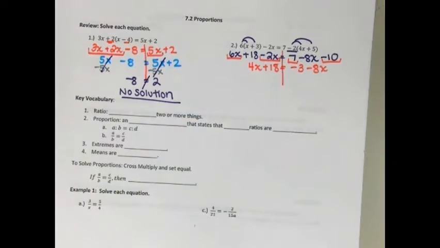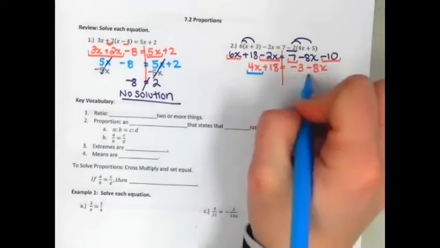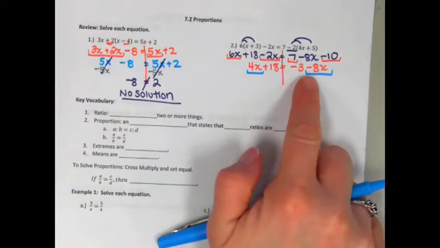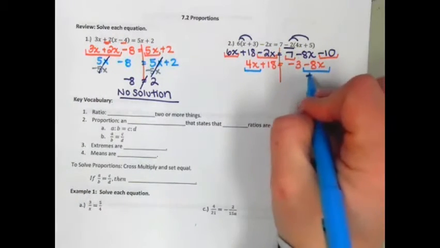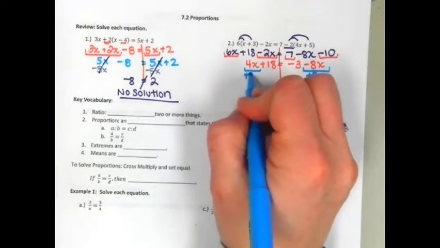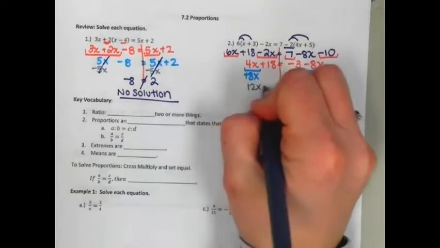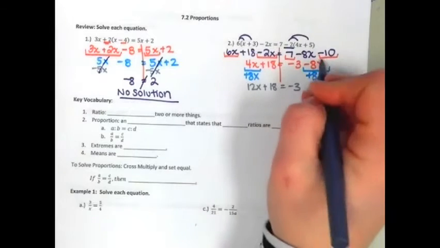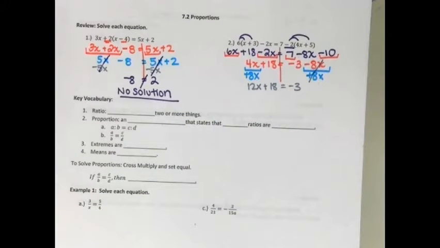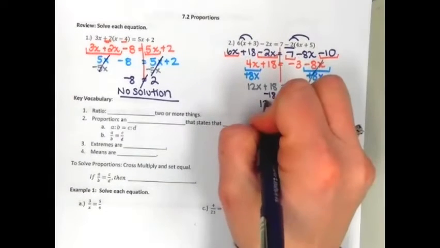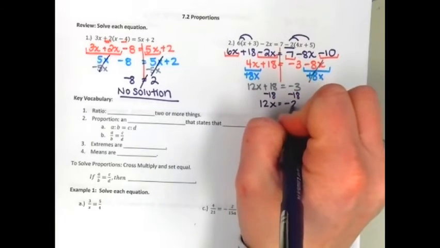Now let's combine the x's, okay? They're on different sides. So do you guys want to move the 4x or the negative 8x? I'd probably do the 8x. And how would I move a negative 8x over? Add it. Good. So what's 4x plus 8x? 12x. So we have 12x plus 18 equals negative 3, because these would cancel. And now what? Subtract 18. Yep. So we have 12x equals a negative 21.